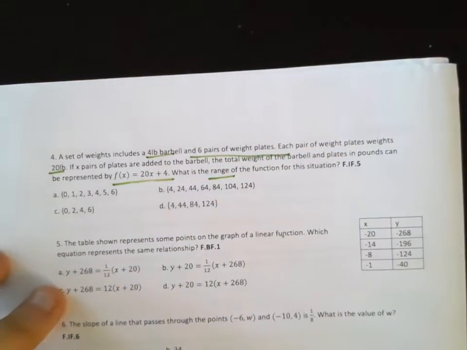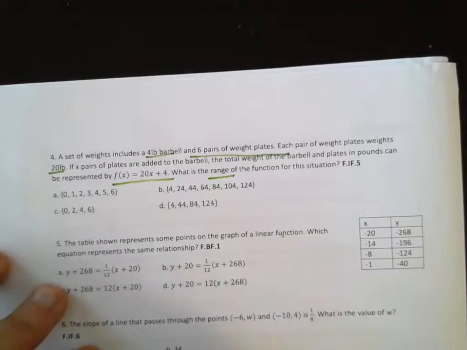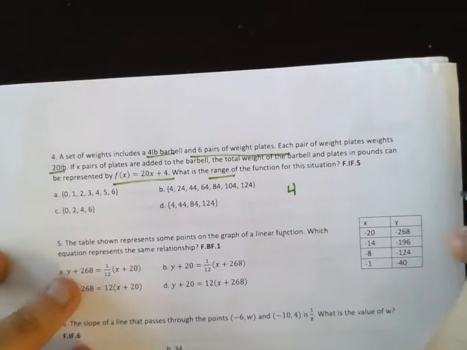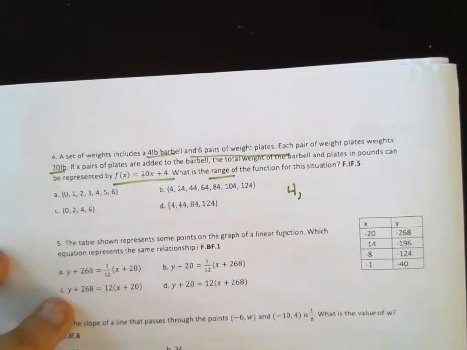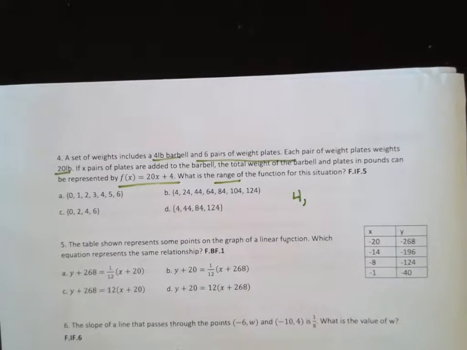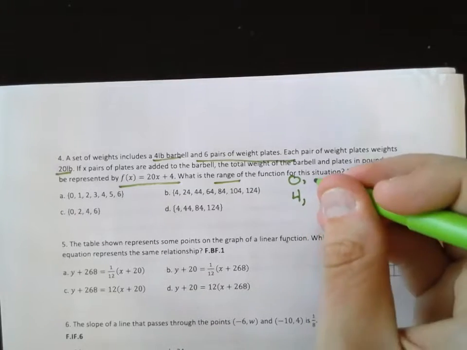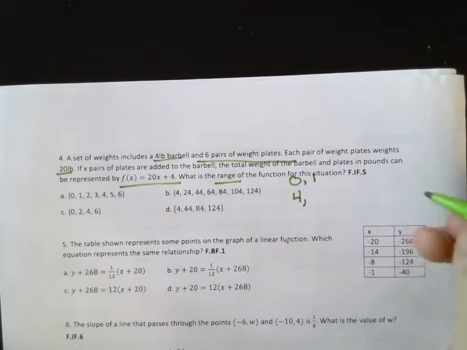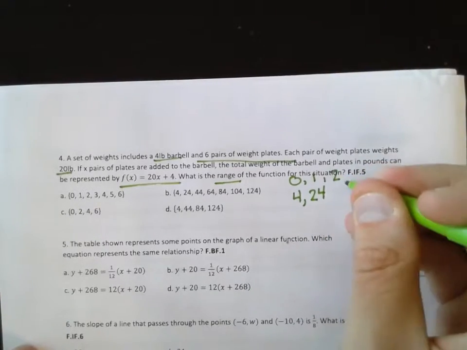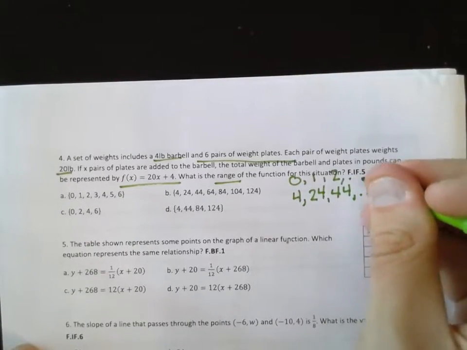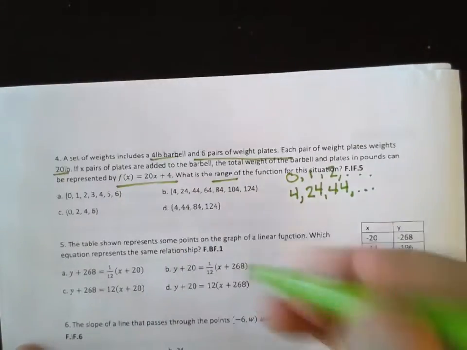So again, guys, the range is going to be the weights. Or sorry, the weight of the total barbell. So we know if I have no plates on there, it weighs 4 pounds. Again, don't get it confused with the domain. The domain is how many pairs of plates I use. The range is the weight of the plates. So if I use 0 pairs, it weighs 4 pounds. If I use 1 pair, well, each pair is 20, it weighs 24 pounds. If I use 2 pairs, add 20, 44 pounds, etc., etc. So, as I see, the only one that has that is B.